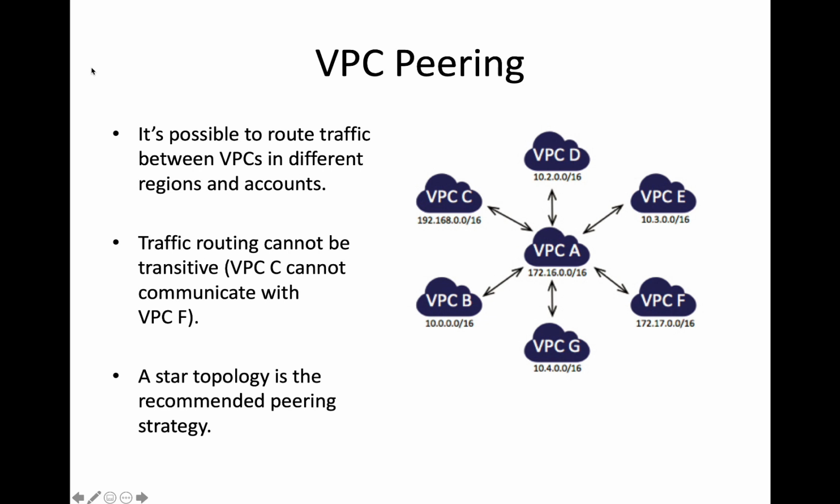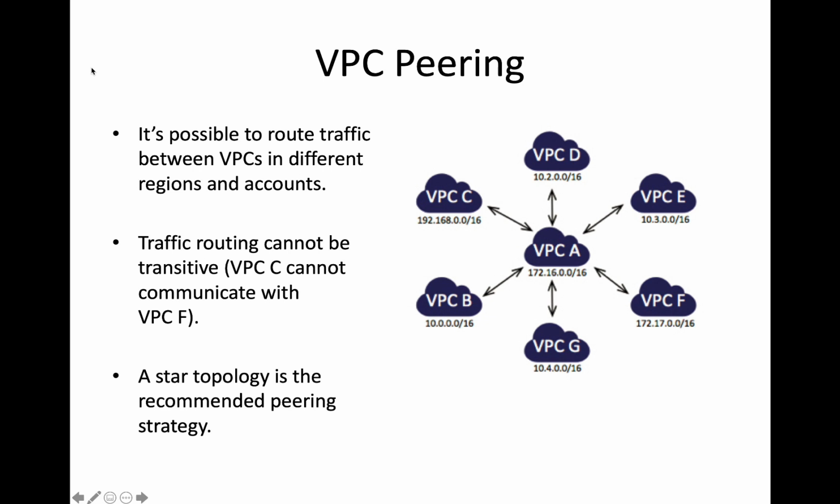When you set up your account, you can create multiple VPCs within that account. Or you might even have multiple accounts, each of which has its own set of VPCs. It's possible to route traffic between those VPCs located in different regions and different accounts. And you can route traffic between VPCs using a configuration called VPC Peering. And this is really useful. This is something that in practice we do all of the time.